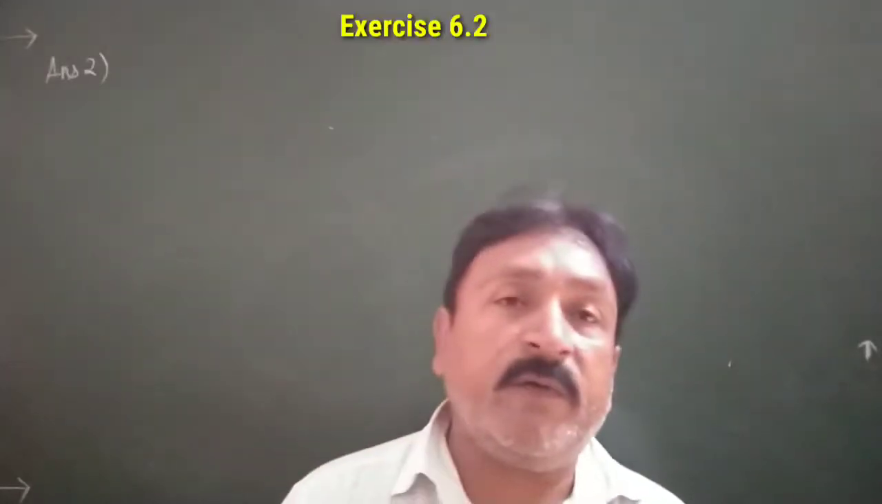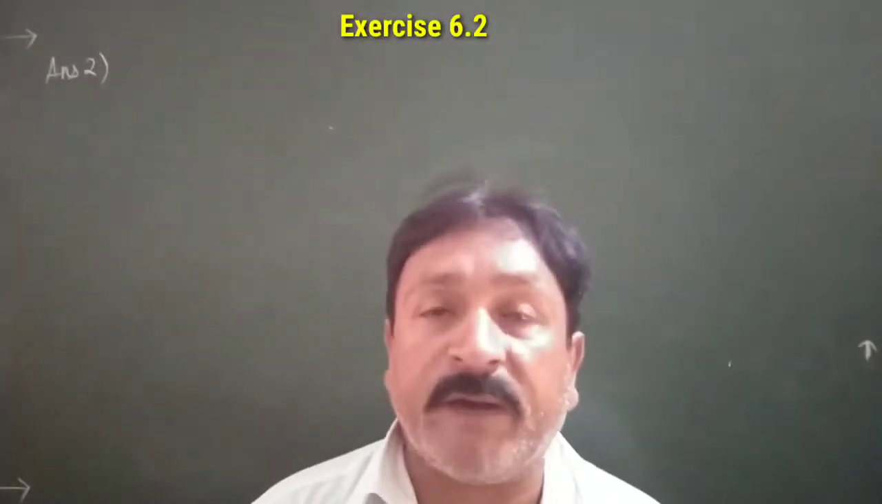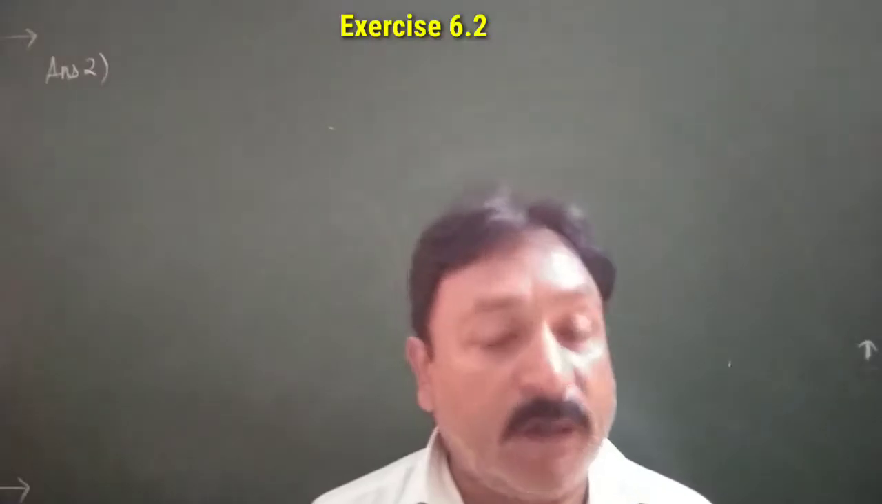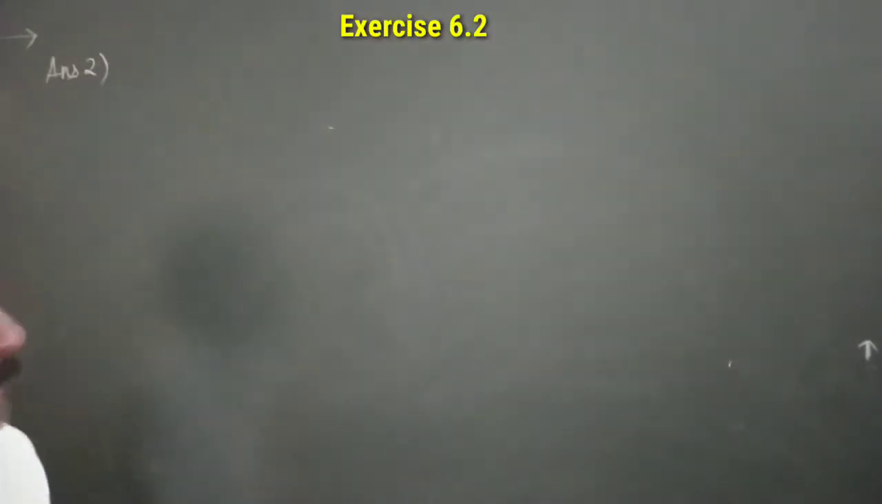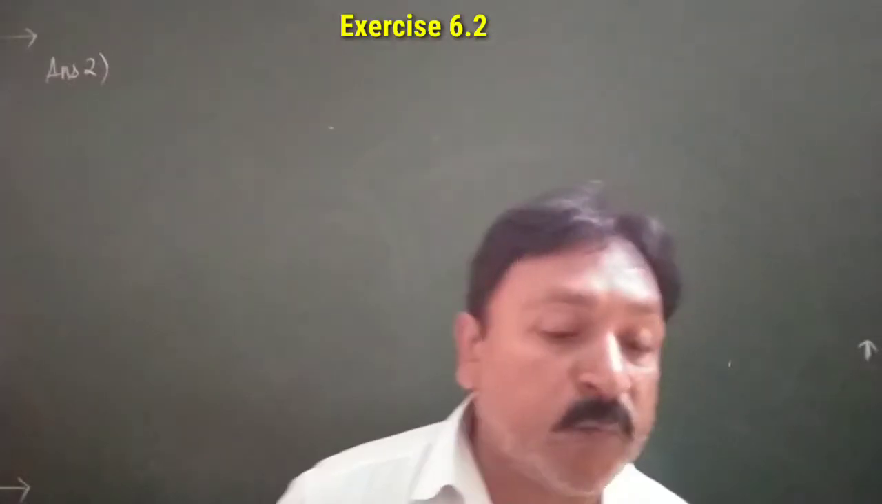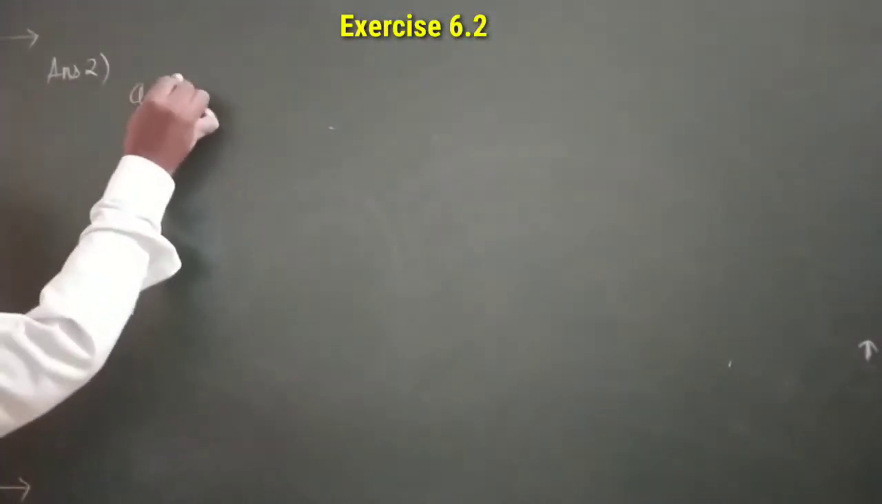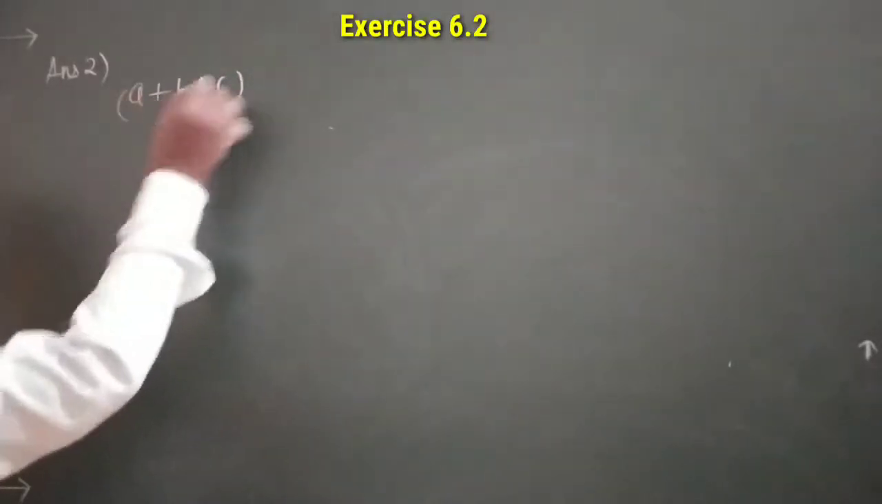In my previous video I solved question number 1 of exercise 6.2, and today we are going to do the further questions. So just see question number 2. It says write the expressions for each of the following. For solving this question we have to use one identity. Which identity? (A plus B plus C) whole square.